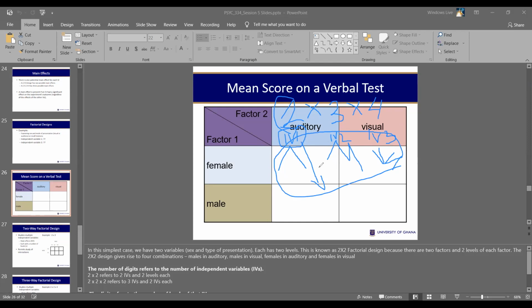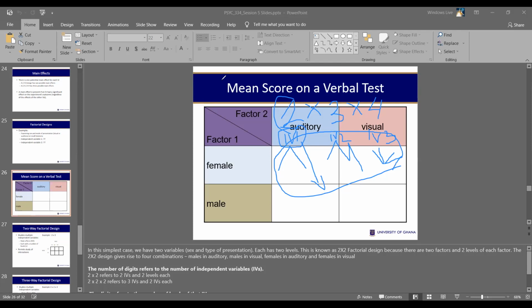You can easily multiply this. That's 2 times 3 will give you 6, then 6 times 4 will give you 24. So it means we will have 24 interaction effects in there.